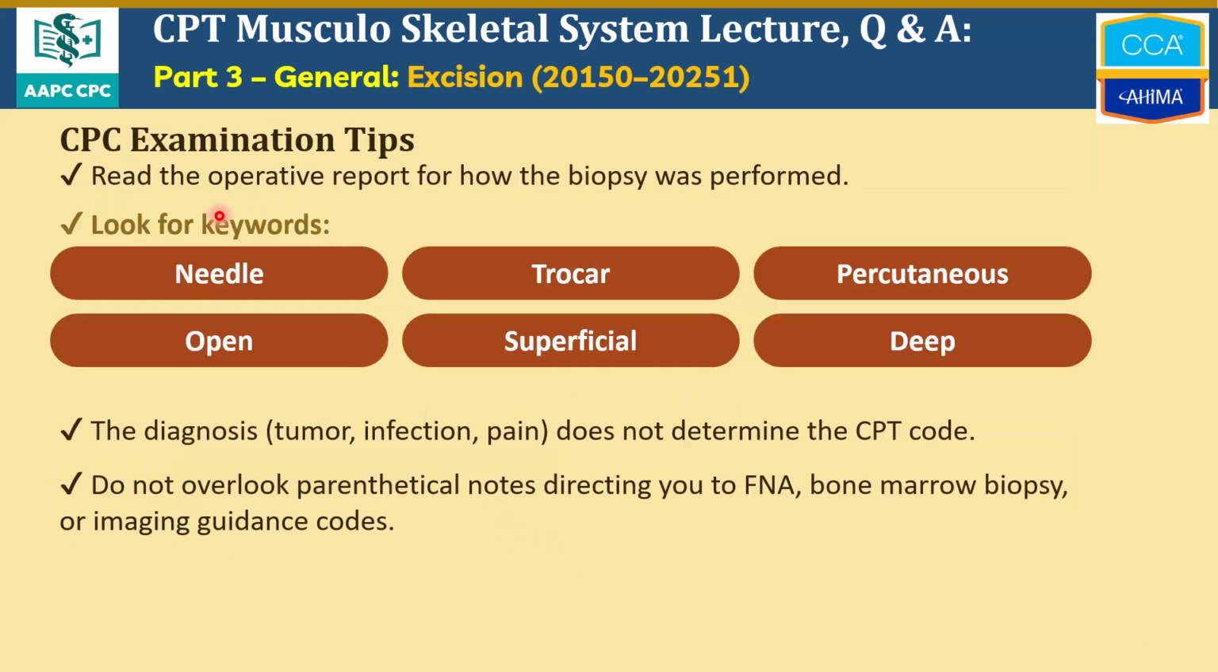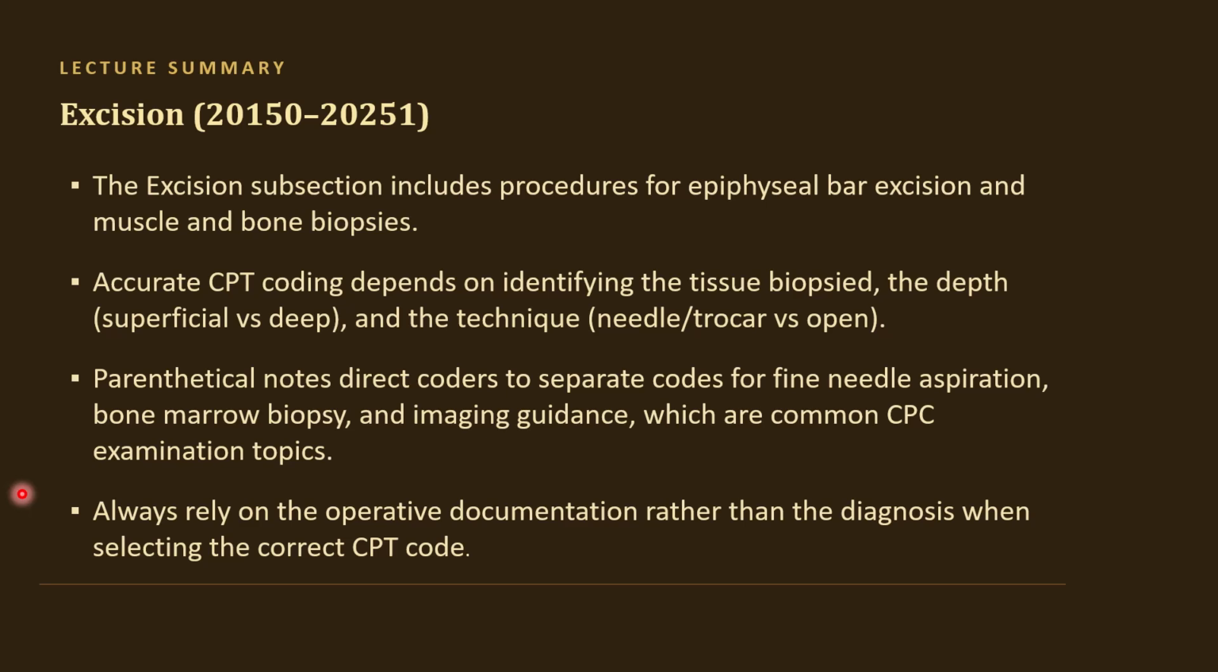So for the examination tips, read the operative report for how the biopsy was performed and look for the keywords needle, trocar, percutaneous, open, superficial and deep. The diagnosis, that is tumor, infection, pain, does not determine the CPT code, and do not overlook parenthetical notes directing you to FNA, bone marrow biopsy or imaging guidance codes. That is very important. So finally, the summary.